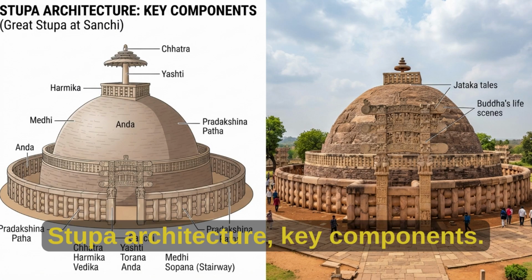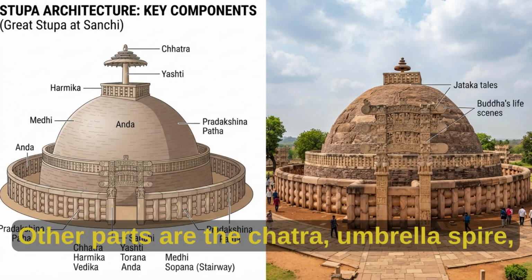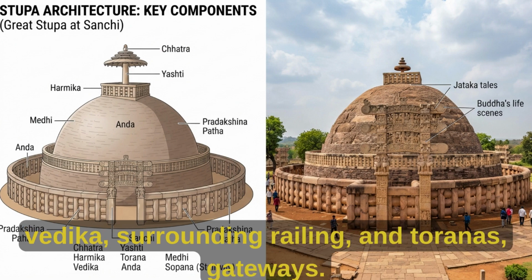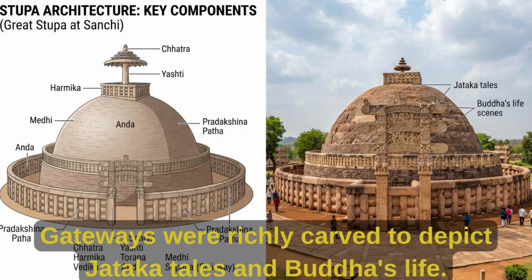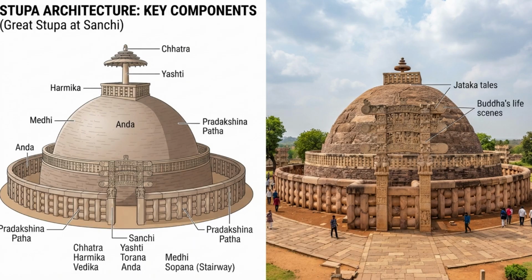Stupa architecture, key components. Key components include the anda, dome, and harmika, railing. Other parts are the chhatra, umbrella spire, vedika, surrounding railing, and toranas, gateways. Gateways were richly carved to depict Jataka tales and Buddha's life. The Great Stupa at Sanchi and Bharhut are prime examples of this style.